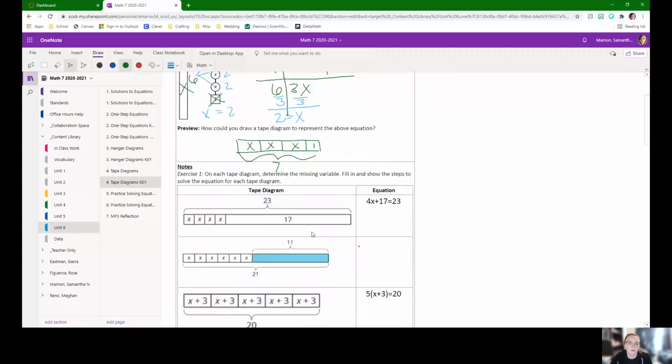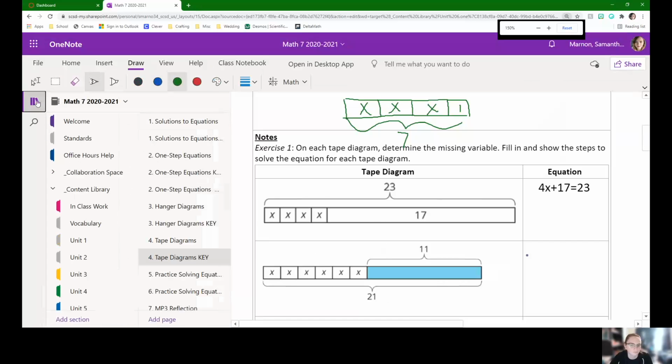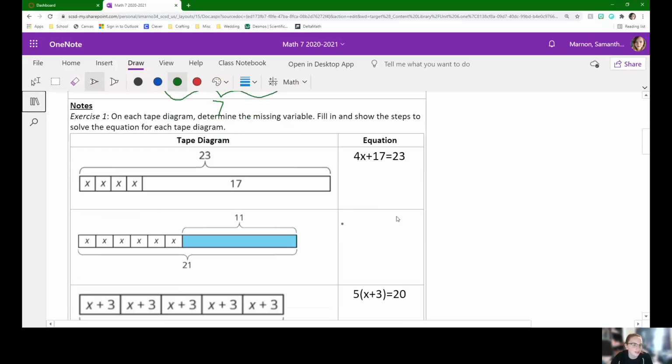So let's look at our notes. And I'm actually going to zoom in a little bit. On each tape diagram, determine the missing variable. Fill in and show the steps to solve the equation for each tape diagram. So just like with the hanger diagrams, we have our picture and then we have the equation that goes with it. So looking at this one, we know the whole thing is 23 and we have 4x's plus 17.